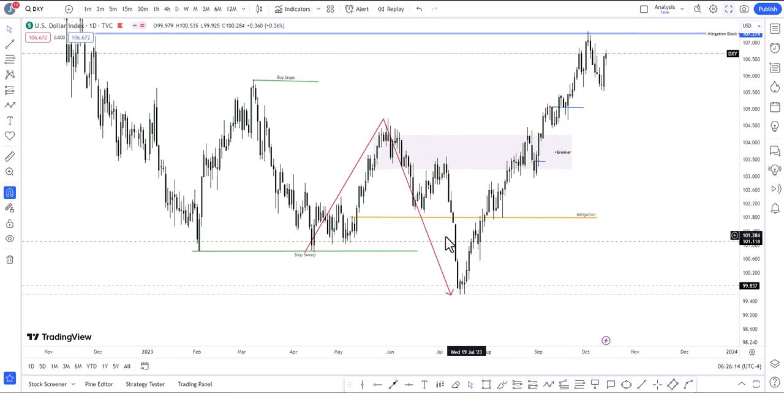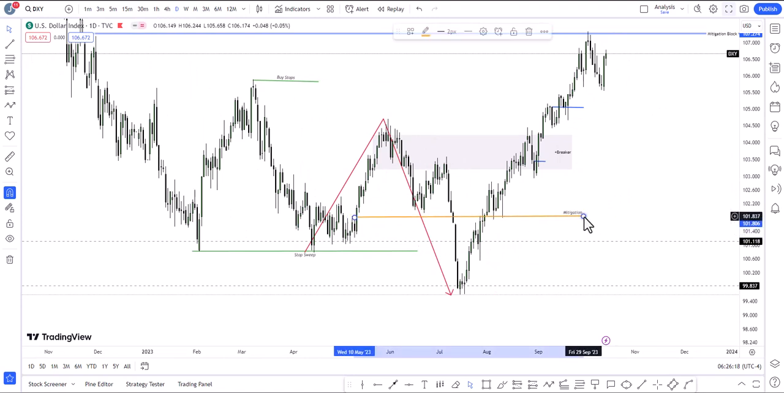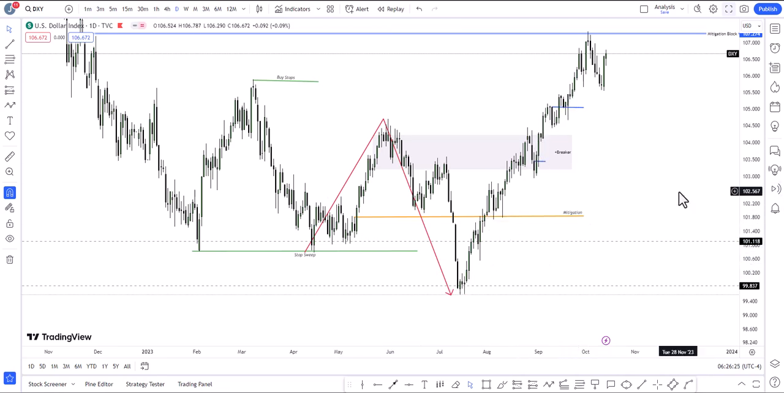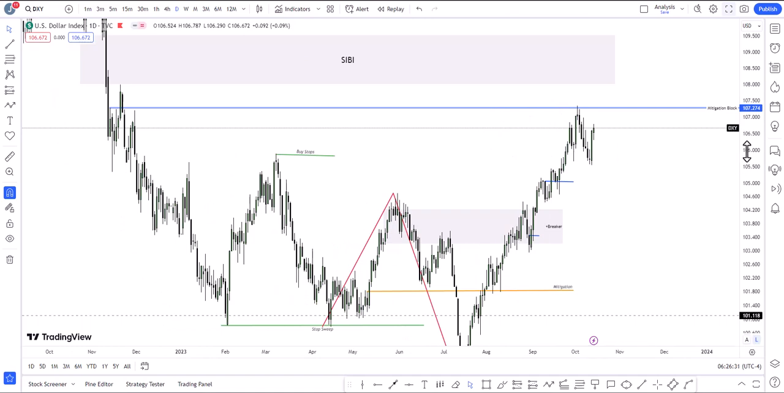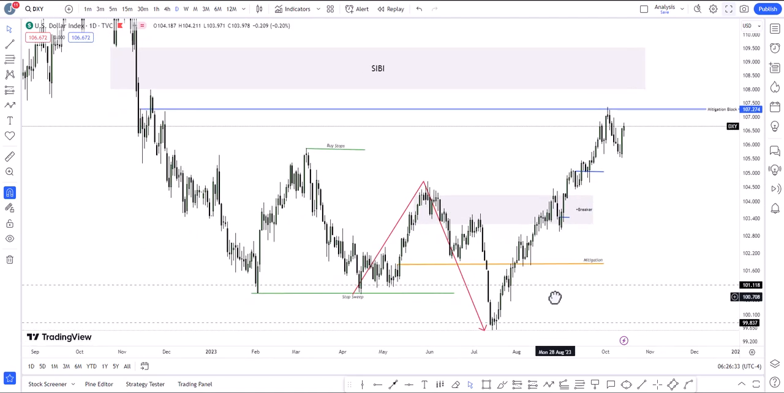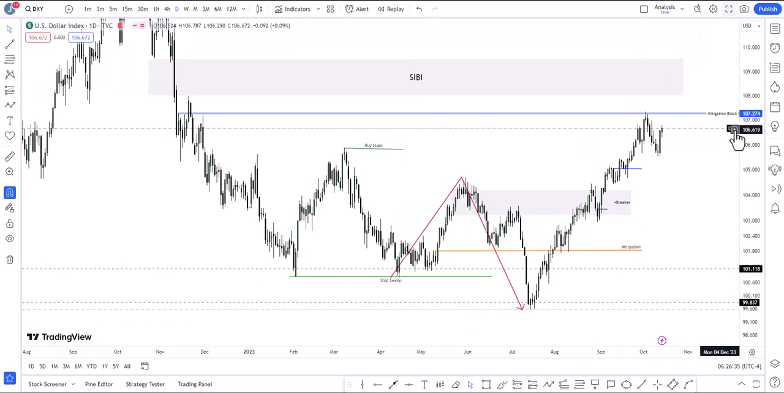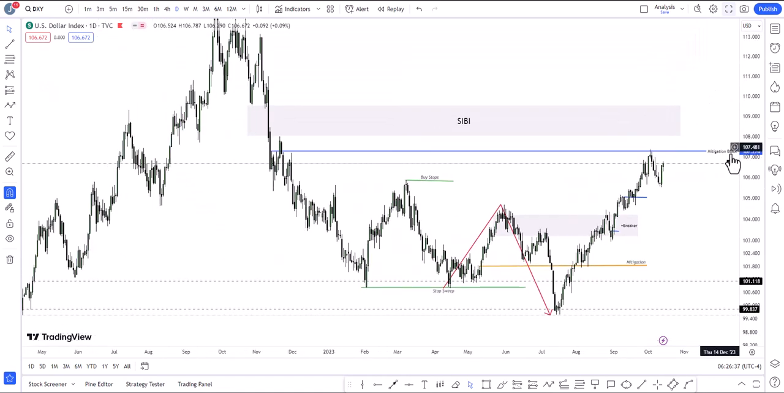As you can see here, we have another mitigation block right there. The last down close candle, price mitigated itself inside of that, sought higher. There you go, another order block there, straight up into that last little bit of the mitigation block. And clean delivery, very nice. Still seeking higher prices for dollar.